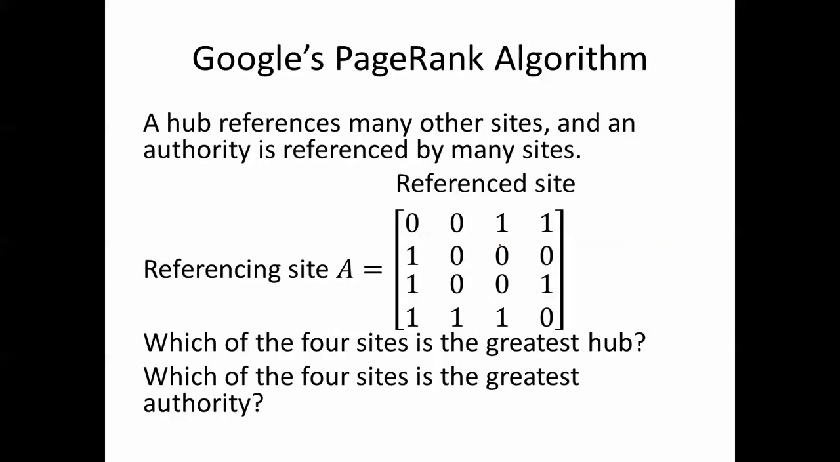A hub references many other sites, and an authority is referenced by many sites. Which of the 4 sites is the greatest hub? Well, that would be the one that references many, many sites, and in this case, that would be site 4, because site 4 references 3 sites. Which of the sites is the greatest authority? This is the one that is referenced by many sites, and in this case, 1 is the one that's referenced. Everybody references 1, so 1 is the greatest authority.